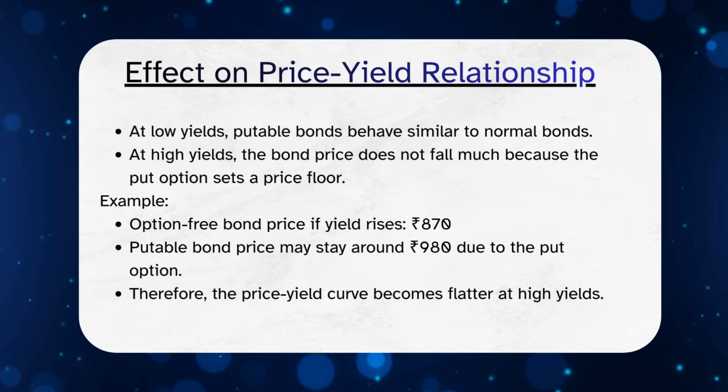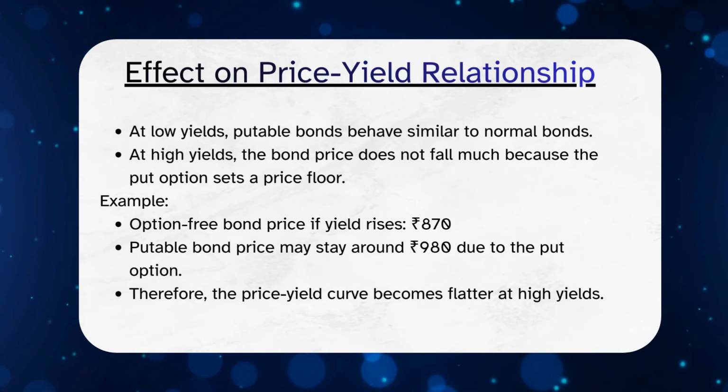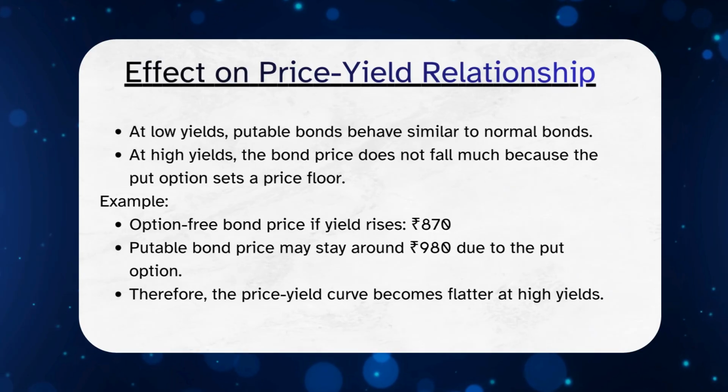So in summary, while the Black-Scholes-Merton model provides a useful framework for option pricing, bonds require adjustments due to their limited payoff, sensitivity to interest rates, and changing volatility.